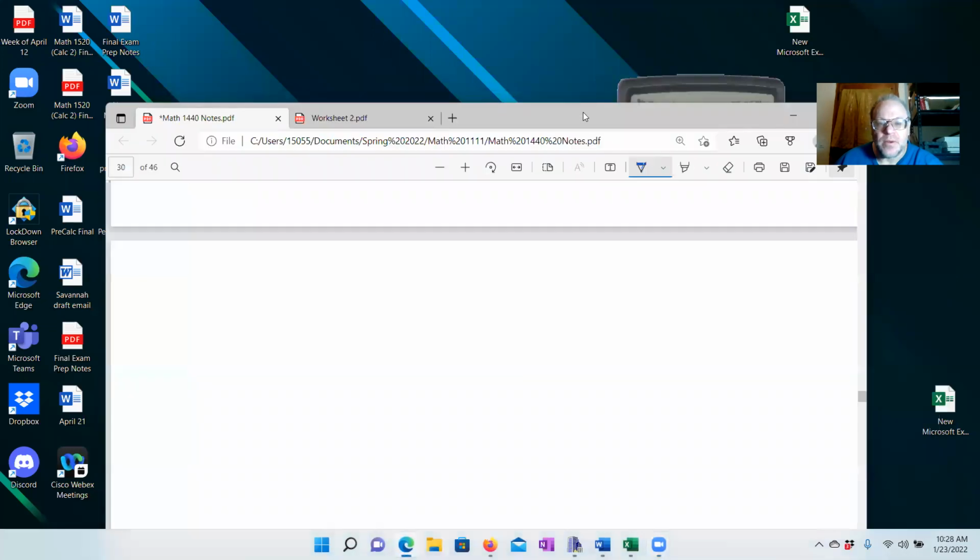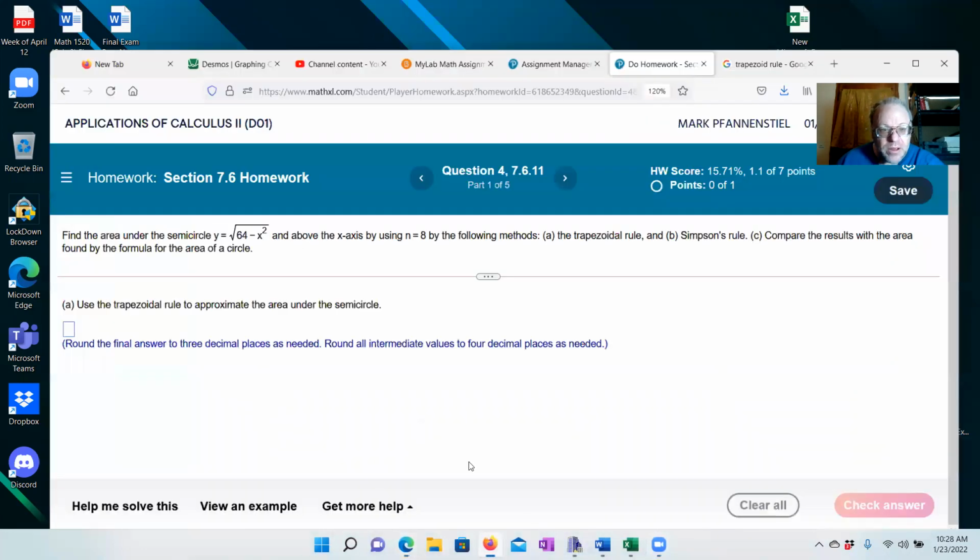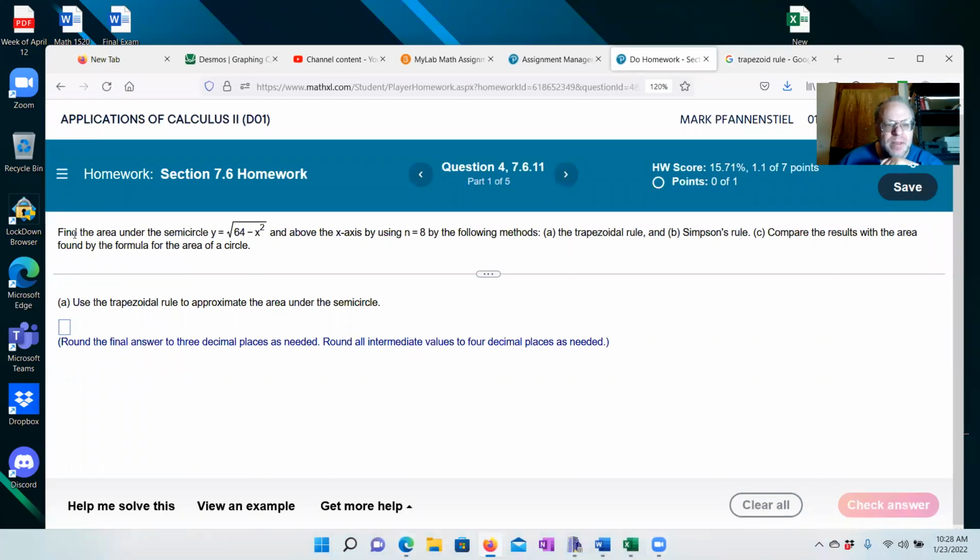All right, so something like that. Then we have some homework. We were talking about this one yesterday, and we're getting to this one. Find the area of the semicircle above the x-axis. This is very similar to your worksheet this week. It says n equals 8. Use the following methods: trapezoid, Simpson's, and compare the result with the actual semicircle.